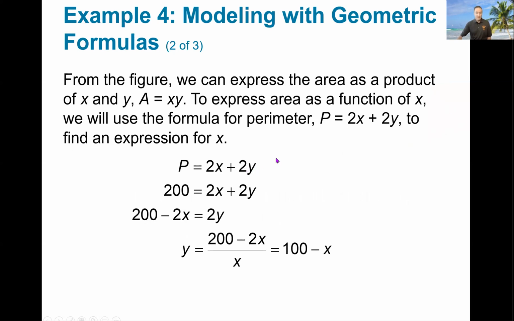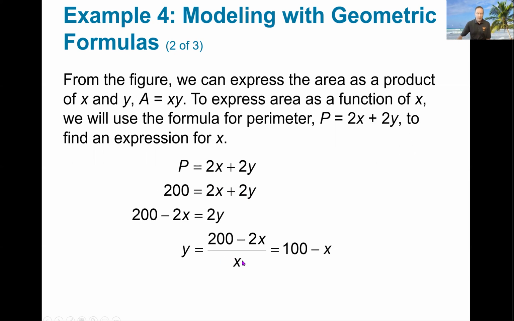So now I know the perimeter that I have is 200 feet. So I would say, well, then 2x plus 2y has to equal the perimeter. Well, the perimeter has to be 200. Now, I want to get this function solely in terms of x, so that means I need to solve for y in terms of x. So I solve for y here. I subtract 2x on both sides. 200 minus 2x is equal to 2y. Now, to solve for y, I would divide by 2 on both sides.